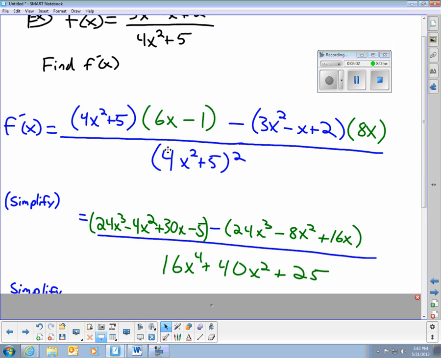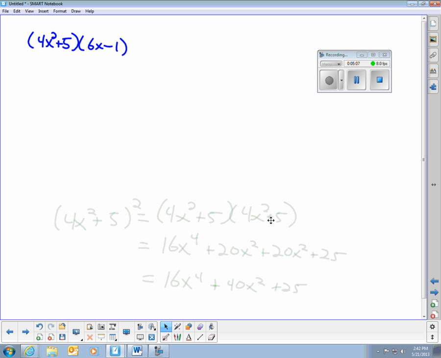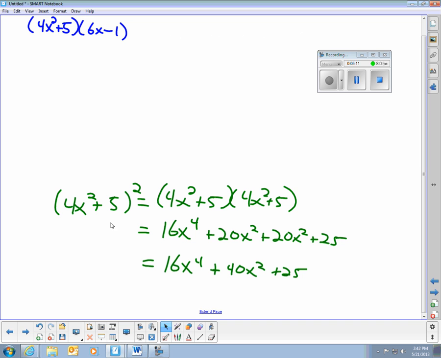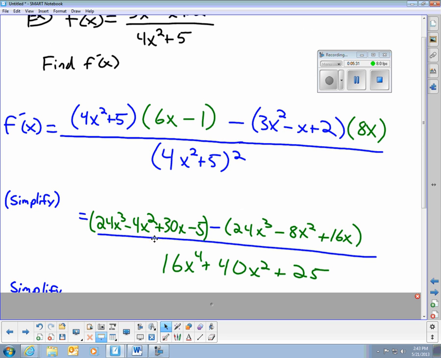The denominator, that's expanding out the binomial, and I'll go ahead and show that one. So 4x squared plus 5, squared, is, remember, multiplying the expression by itself and then using the distributive property and combining like terms. I get 16x to the fourth plus 40x squared plus 25. So using substitution, substitute them back into the problem.